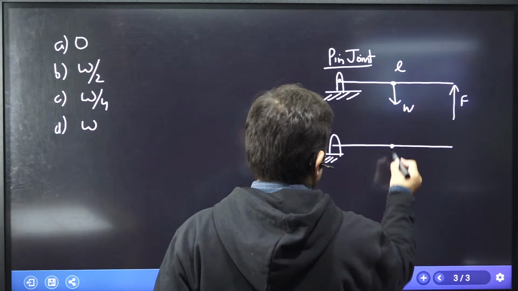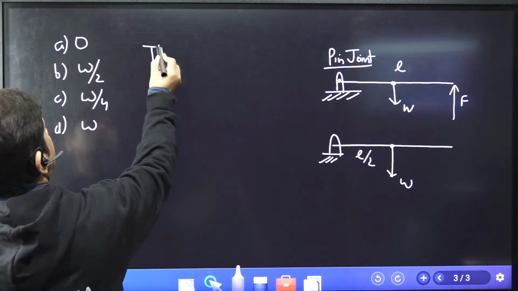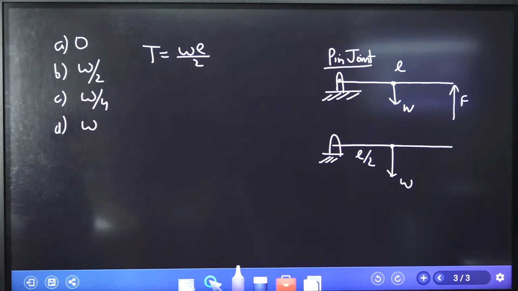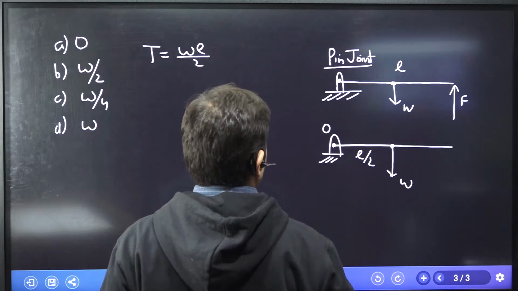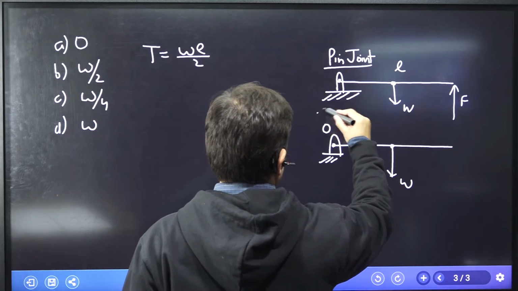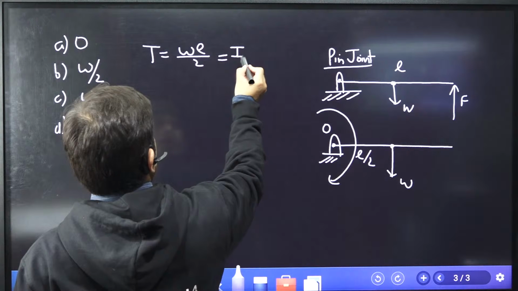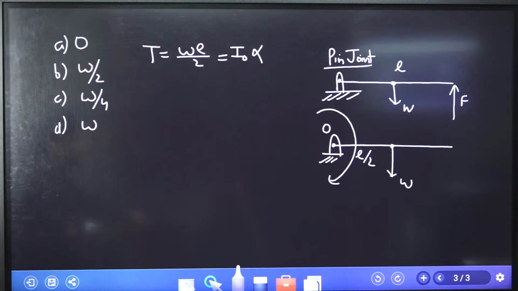This W acting at distance L by 2 produces a torque which is WL by 2. And can you tell me which point this rod is going to rotate purely about? Yes, it is going to purely rotate about point O. That means torque is nothing but I naught into alpha. What is I naught? Moment of inertia of this rod about point O.